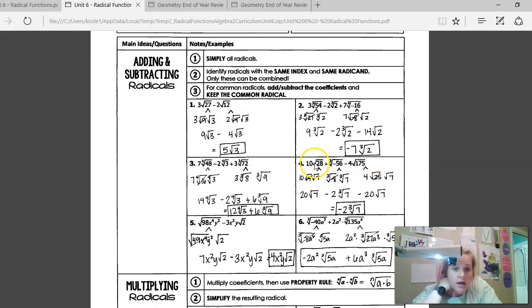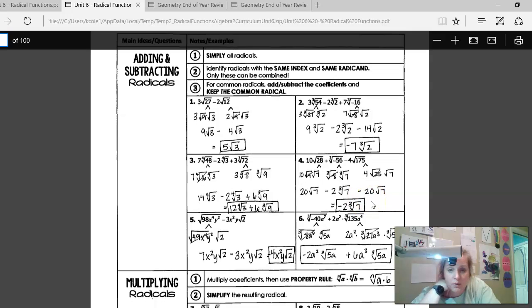Over here, same thing. This is a square root, a cubed root, a square root. So this cube root is different. It cannot be combined with the others, but you can see you simplified this one out. It was 20 square roots of 7. This one was negative 20 square roots of 7. They just cancel each other out. So this is what is left over because it cannot be combined with the others.